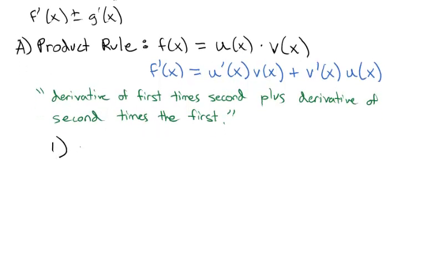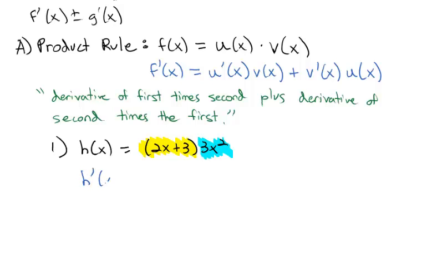So for example, if we've got some function h of x is equal to 2x plus 3 times 3x squared. Notice we've got two things here that are multiplied together. The 2x plus 3 is one, and the 3x squared is the other piece, multiplied together. So we're going to use this formula in order to take the derivative.